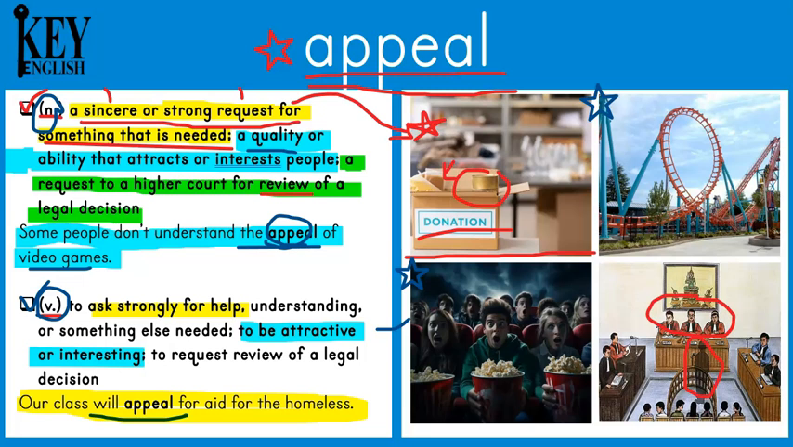So it doesn't appeal to me. It doesn't interest me. And the last meaning, to request review of a legal decision, is the same as this one up here when it was a noun. We're just changing the way that we're using it. So instead of saying the judge will review his appeal, for example, we can make a sentence like he appealed the decision of his trial.